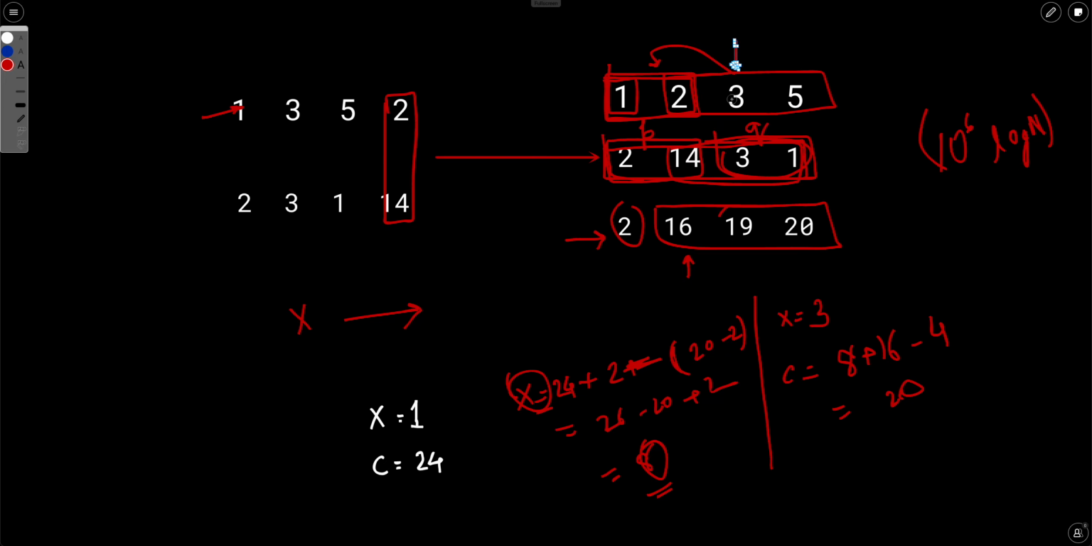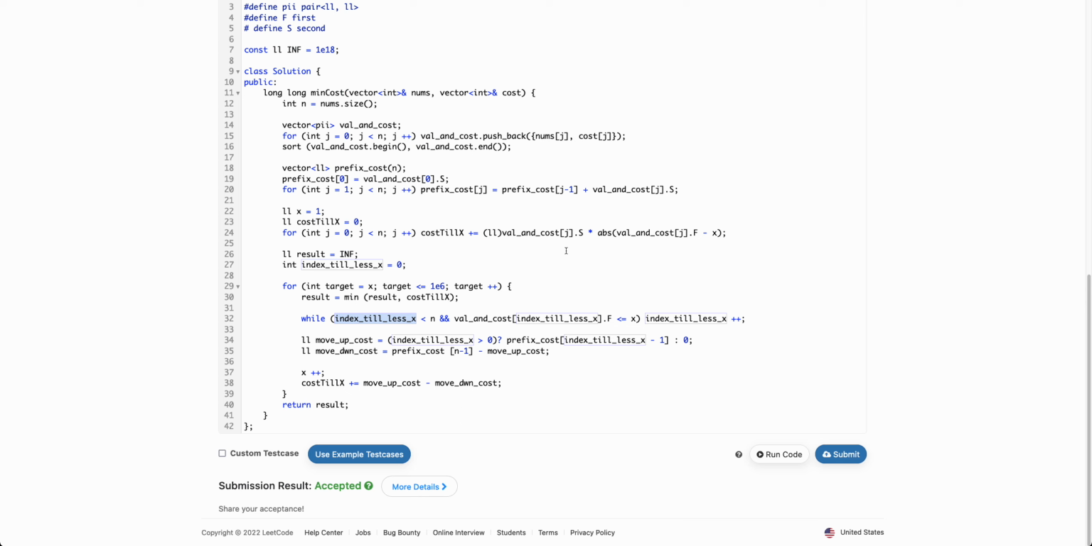Similarly, for x equals 4, you will keep on incrementing until you get x equals 4. So this will be here. And for x equals 5, you will keep on incrementing until you get x equals 5. So this pointer will be here. So hope you get how to find this pointer. So this log n will also be removed, and the final complexity would be order of 10 to the power 6. So let's quickly look at the code that will make things clear.